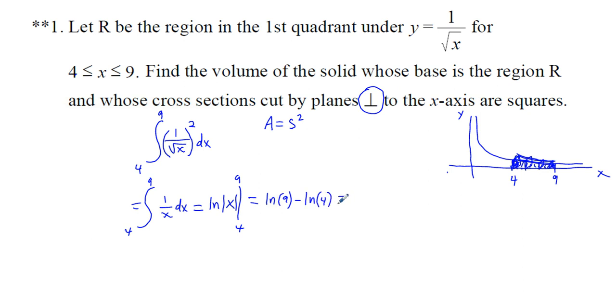And simplifying using properties of logarithms, we can reduce these terms to a single logarithm. We have the natural logarithm of 9 over 4, and that is going to be our answer. So going back to the fundamental theorem of calculus, it would be like we had our big F of b minus our big F of a. And that's all there is to it. Now we have the volume of this shape.